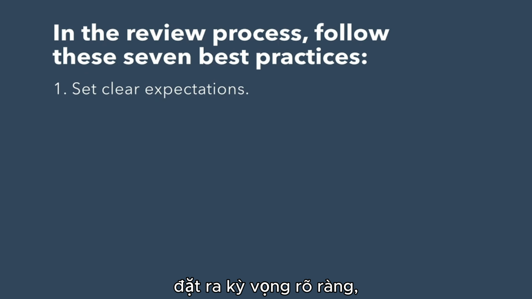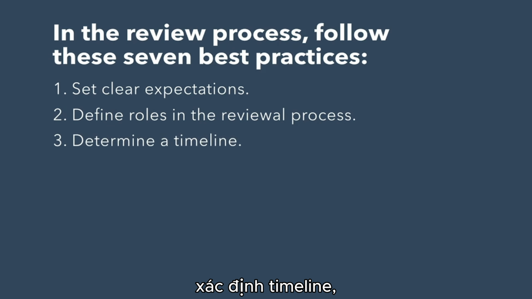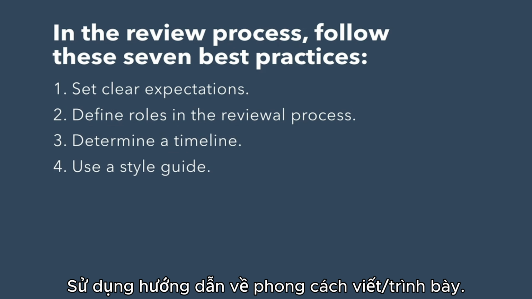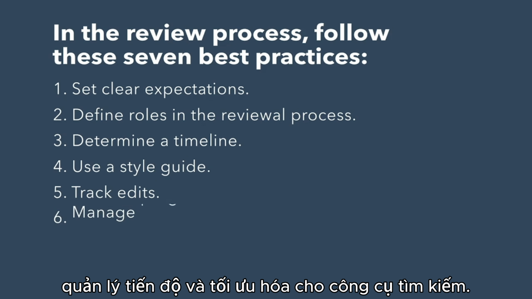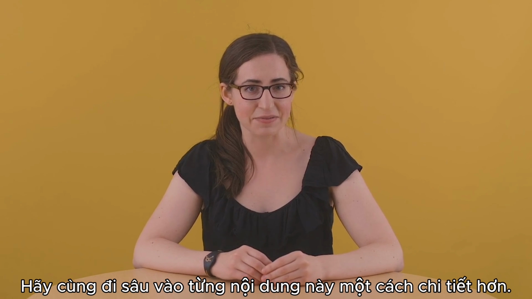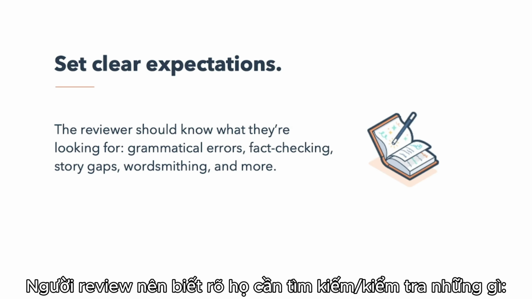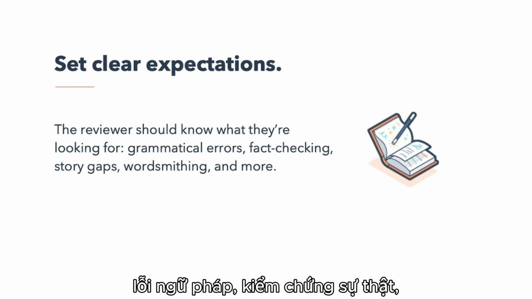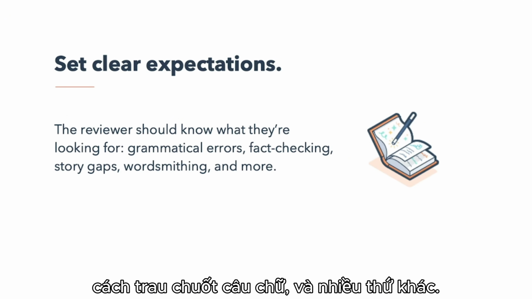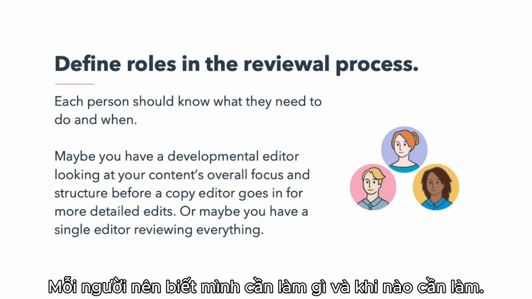Set clear expectations, define roles in the reviewal process, determine a timeline, use a style guide, track edits, manage progress, and optimize for search engines. Let's dive into each of these in more detail. Set clear expectations. The reviewer should know what they're looking for: grammatical errors, fact-checking, story gaps, wordsmithing, and more. Define roles in the review process. Each person should know what they need to do and when.